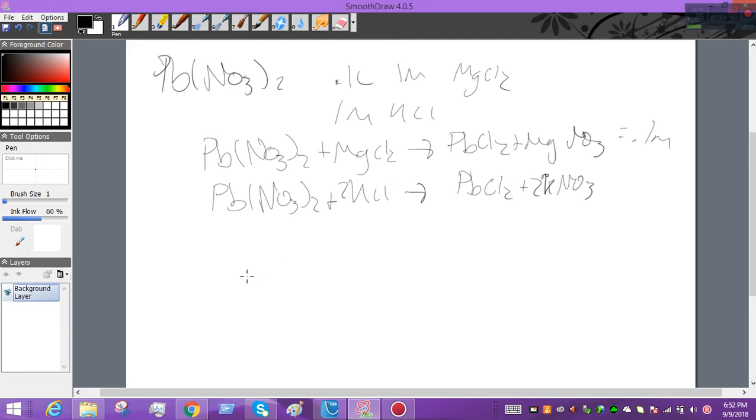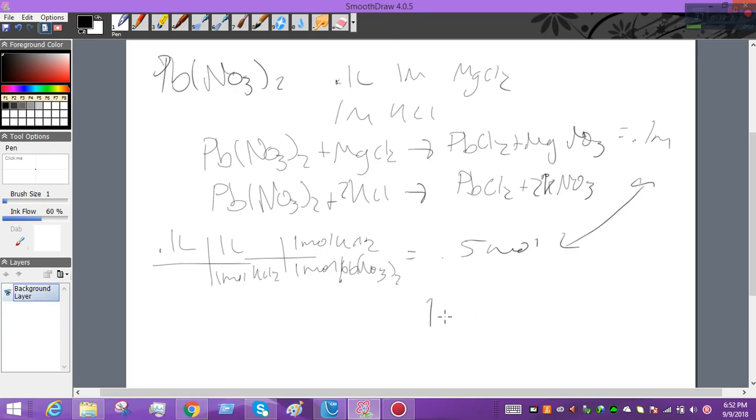And this, if we do some quick stoichiometry, it's 1 molar. So if we're going to start off with 0.1 liter, and if we have 1 mole per 1 liter, so 1 mole of KCl. Okay, and then for every 1 mole KCl, we have 1 mole Pb(NO3)2. So that gives us 0.5 mole. And then you simply add them together, and we get 0.15 moles of Pb(NO3)2.